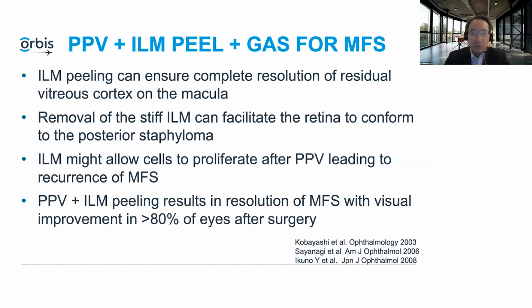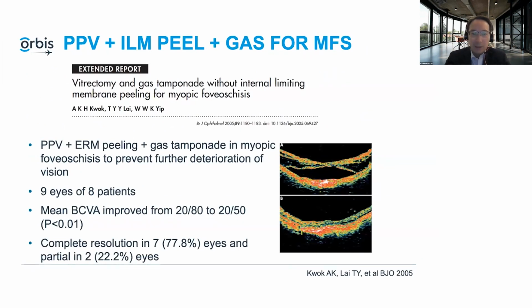And the results are generally quite favorable. About 80% of the patients will have visual improvement after the surgery with resolution of the myopic foveoschisis. This is an example that we published over 15 years ago now. You can see a small series of about 9 eyes with vitrectomy and epiretinal membrane peeling. The patients' vision improved quite well. Mean vision improved from 20/80 to 20/50, and 78% of eyes had complete resolution and 22% had partial resolution.